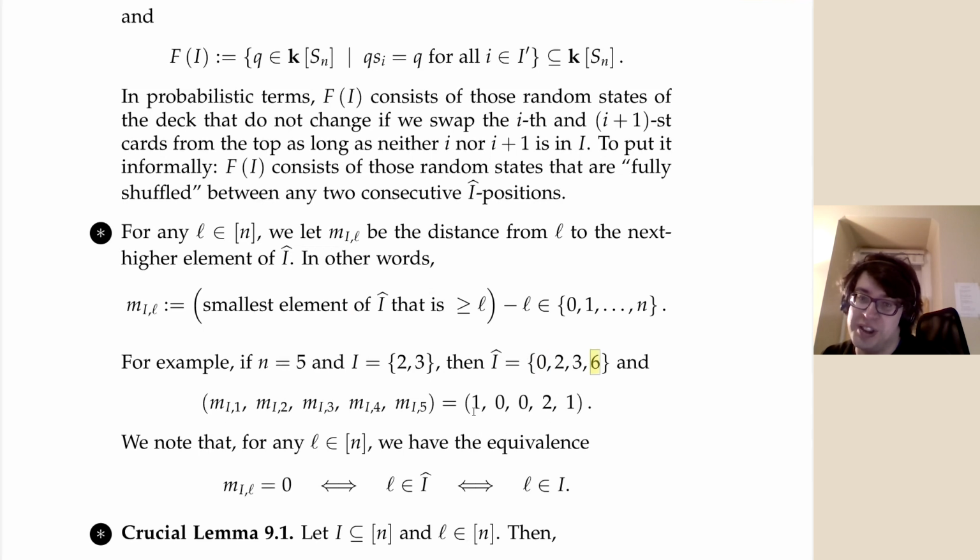And then you just run over the elements of n, and for each of them you see how far away is the next element of I hat. So for example, from 1 it's a distance of 1 because of 2. From 2 it's a distance of 0 because 2 is already in this I hat. From 3 it's again a distance of 0 because 3 is in the set. But from 4 you have to go 2 further to get to 6 and so on.